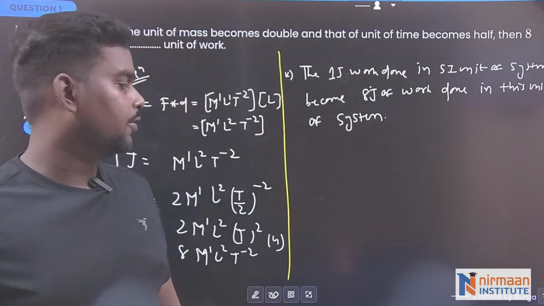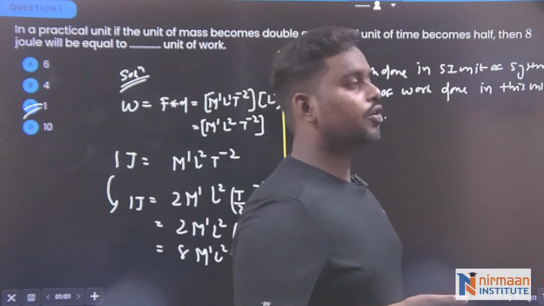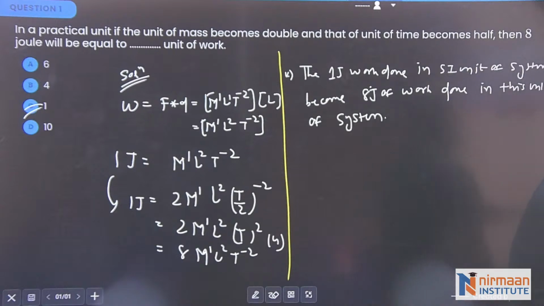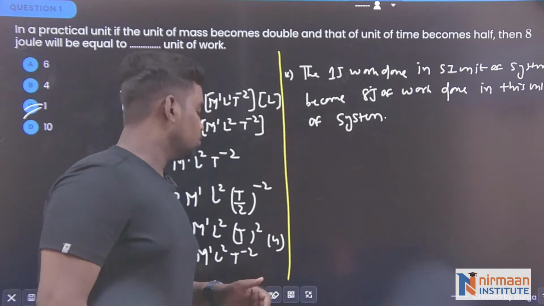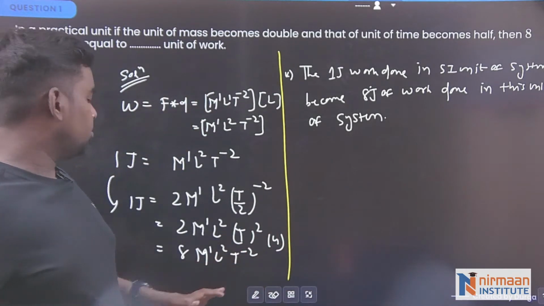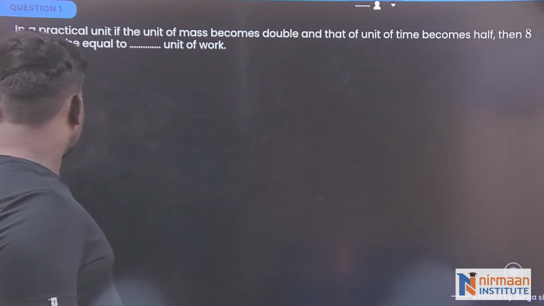Okay. So the answer is 1 joule, because in the new unit system, 1 joule of work done in SI becomes 8 times, right? Okay, the answer is 1 joule. I hope that is clear. Move to the next question.